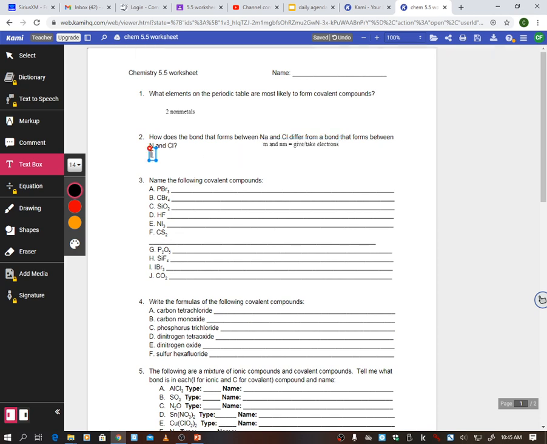Now, nitrogen and chlorine are two non-metals, which means that they are going to share electrons. So that is the difference between how bonds are formed there.